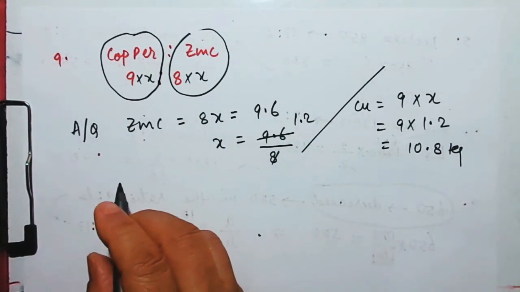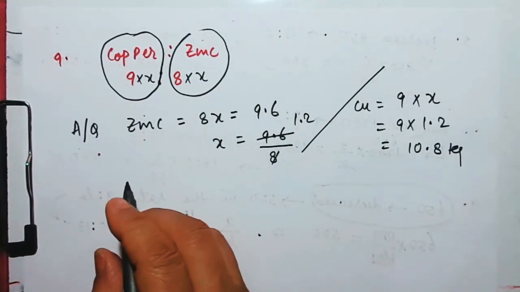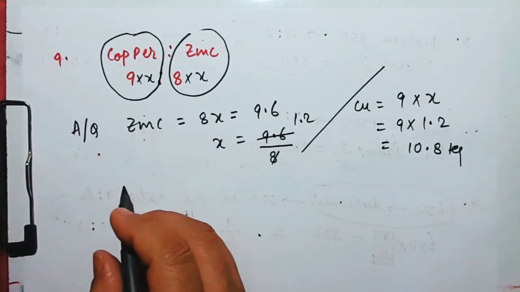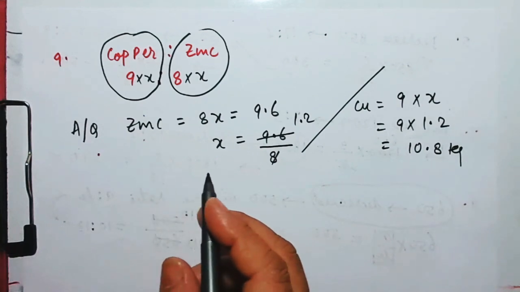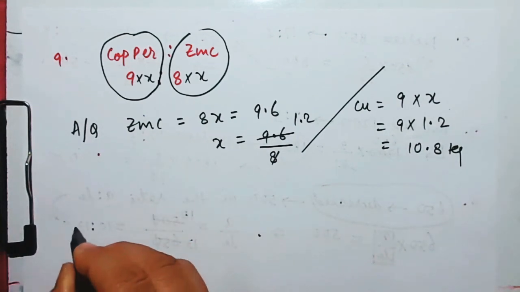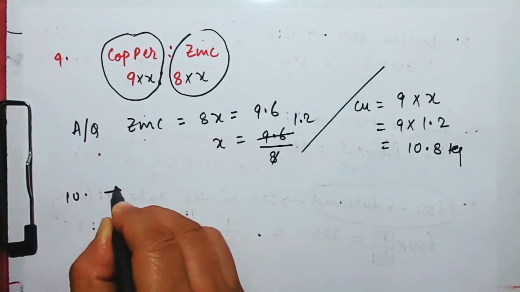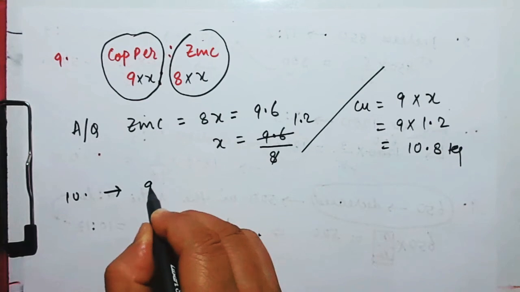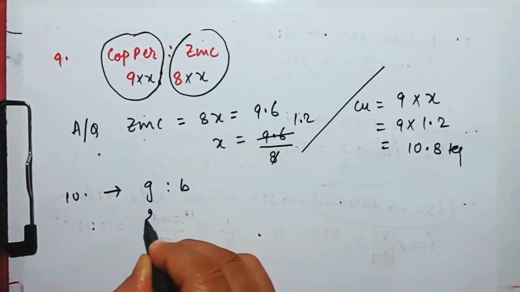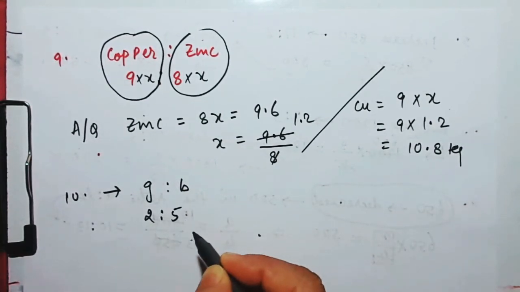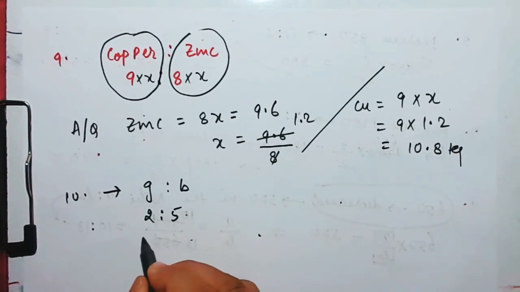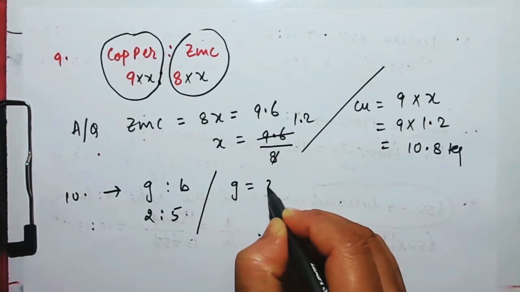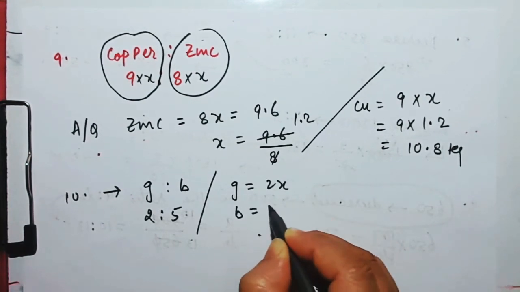Moving on to number 10. In number 10, what do we have? They have the ratio of girls to boys as 2:5. So girls is to boys is 2:5. This means if you take a factor x common, the girls will be equal to 2x and your boys will be equal to 5x.